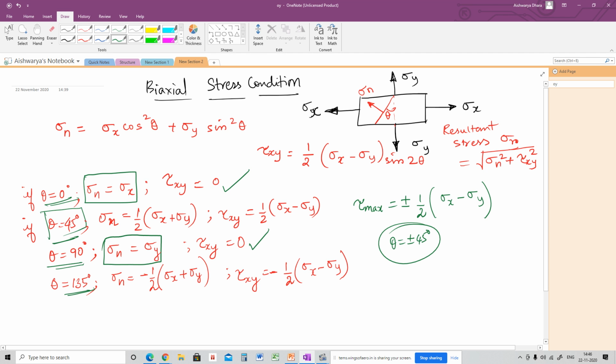Now in this kind of problem they can also give you the values of sigma x, sigma y and theta, and they will ask you to find the resultant stress, or the normal stress, or the shear stress. They will give some unknown theta values apart from 0, 45, 90 and 135. Understood?